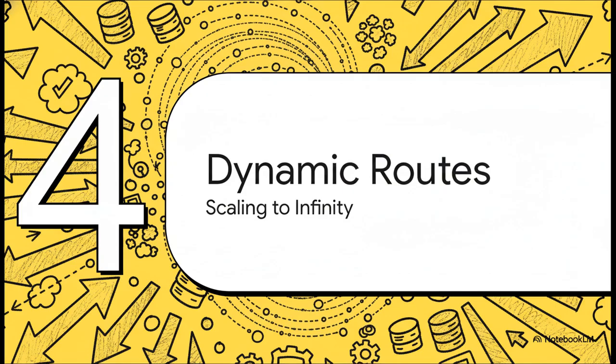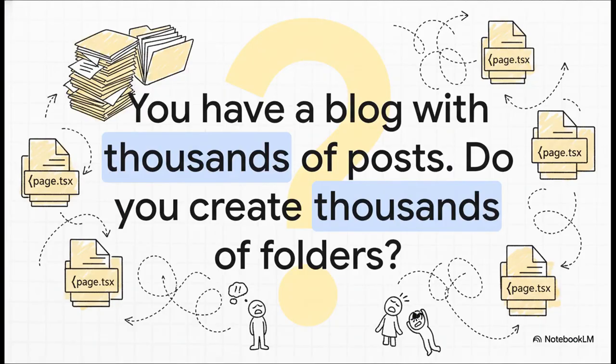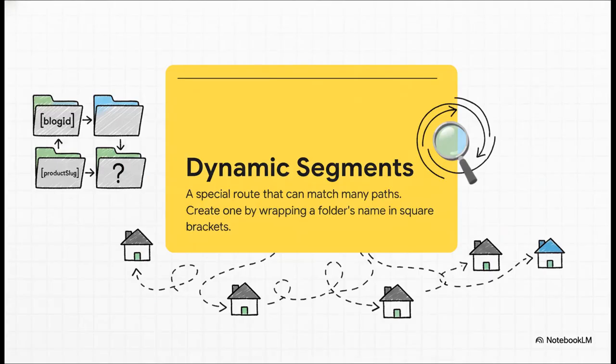All right, so our app is nicely organized, but now we face the ultimate scaling problem. How on earth do you handle content where you have hundreds, thousands, or even millions of potential pages? Can you imagine trying to create a new folder and a new page.tsx file for every single blog post, or for every product in a massive e-commerce store? It would be an absolute maintenance nightmare. It's just not possible. And this is where dynamic segments come in and save the day.